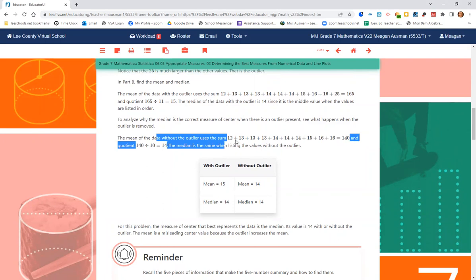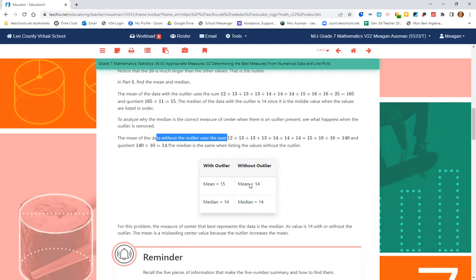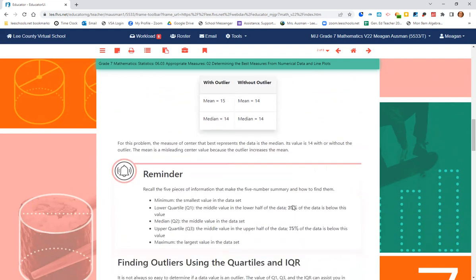Now, the mean of the data without the outlier adds up all the numbers except the outlier and then divides it by 10, not 11, because there were only 10 numbers that we added, not 11 numbers. The median will be the same when you list the values without the outlier. Okay, we're not really going to have to do that too often. They really just want you to see that the mean does change when we don't use the outlier, but the median doesn't. That's why the median is the better measure of center when there's an outlier around.